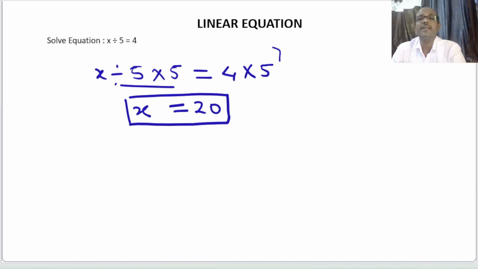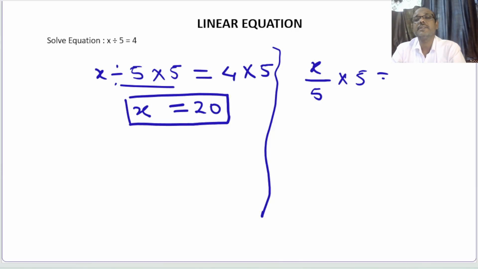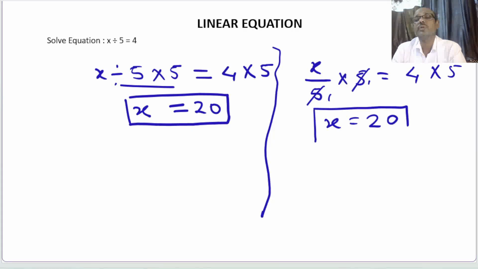Fractionally we are trying to do that. So x divided by 5 multiplied by 5 is equal to 4 multiplied by 5. Here also 5 ones are 5, 5 ones are 5. 1 multiplied by x will become x, is equal to 4 multiplied by 5, that is 20. So here also we are getting the answer 20. In both cases we are getting the same answer.